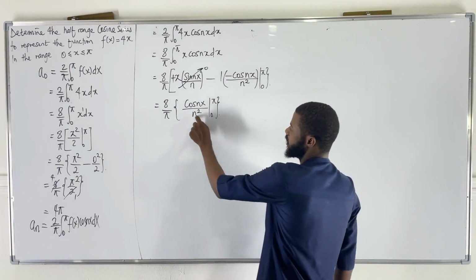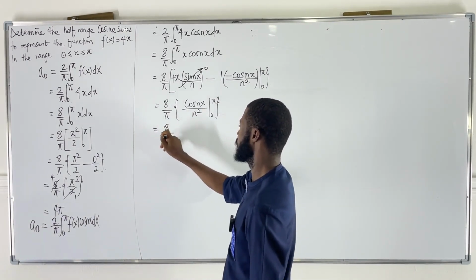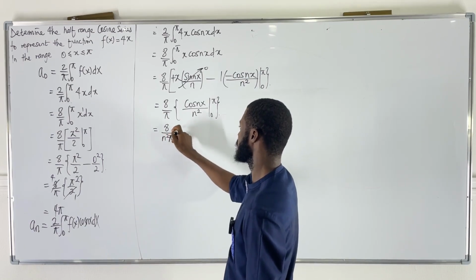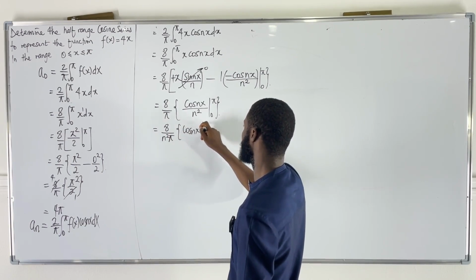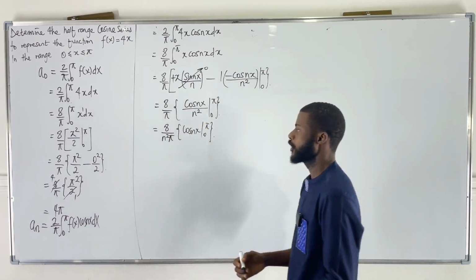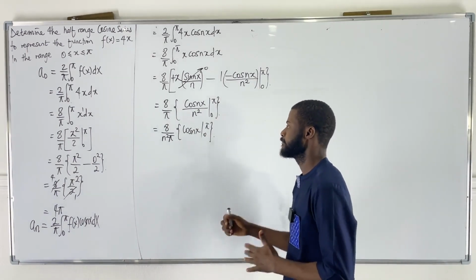Now the n squared is a constant, so let me just bring it out. So this will be 8 over n squared pi. What will be left is cos nx from 0 to pi. Okay, it's getting beautiful.